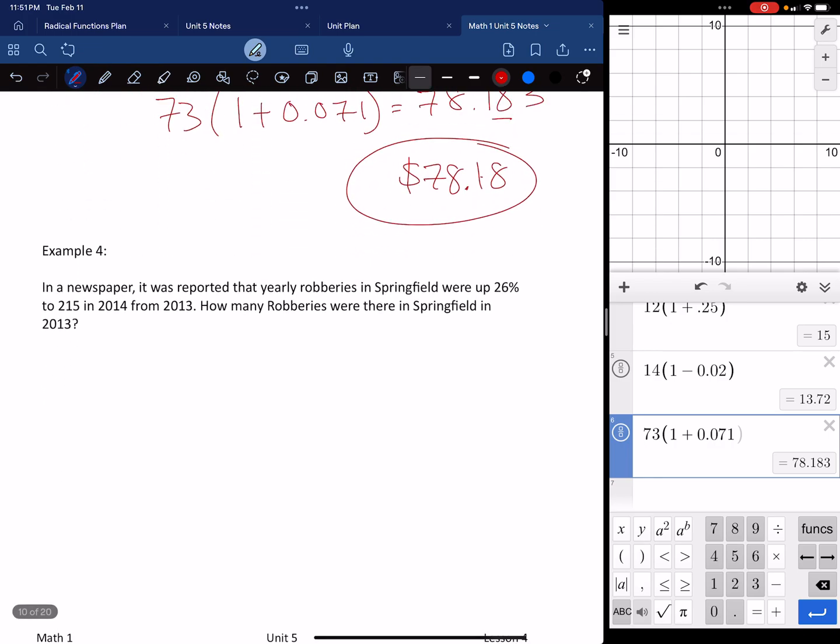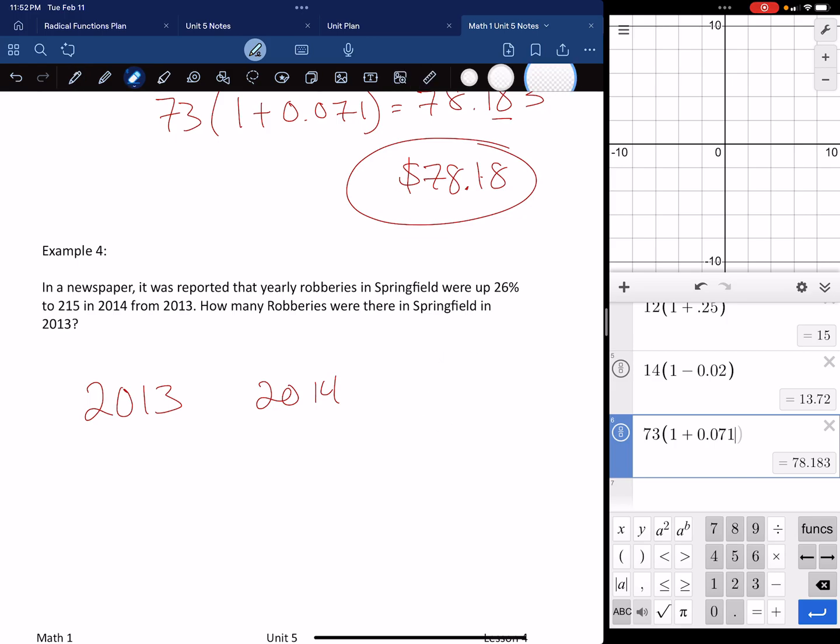All right, so example 4. In a newspaper, it was reported that yearly robberies in Springfield were up 26% to 215 in 2014 from 2013. How many robberies were there in Springfield in 2013? Okay, so this is a tricky question. You got to really pay attention to what it's asking for. It's telling you we have a couple years. We have 2013, we have 2014, and no, we don't have 2015. We just have these 2 years.